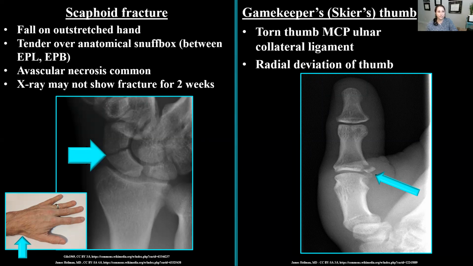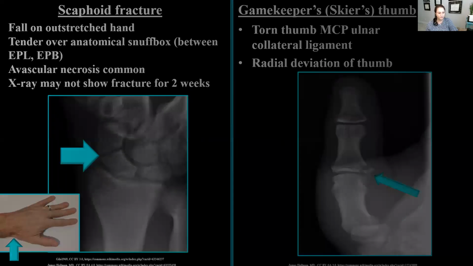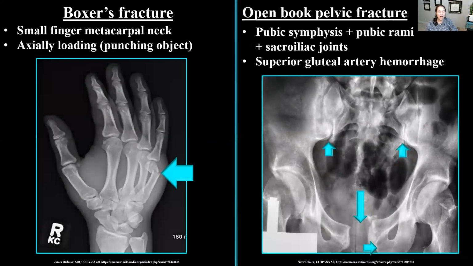A gamekeeper's or a skier's thumb. This is going to be a torn ligament at the thumb MCP, the ulnar collateral ligament, where you can actually bring their thumb all the way down. So radial deviation of the thumb because there's nothing keeping it attached. A boxer's fracture or a brawler's fracture or a barroom fracture, lots of names for this one. This is a very commonly tested one on your exam because it's common in real life. This is a fracture at the small finger metacarpal neck that's caused by axial loading of that bone.